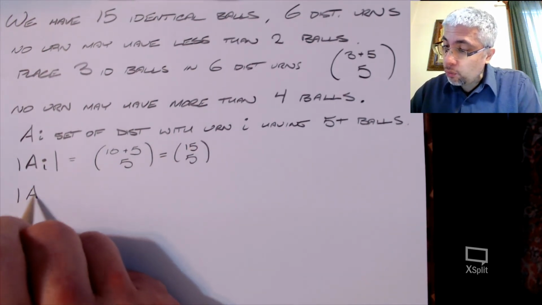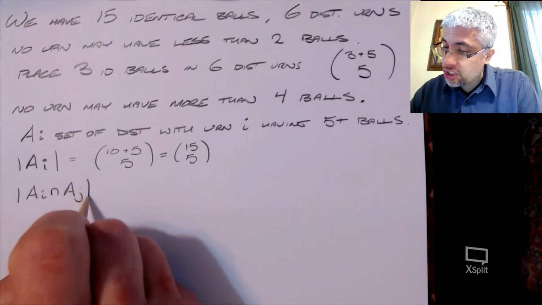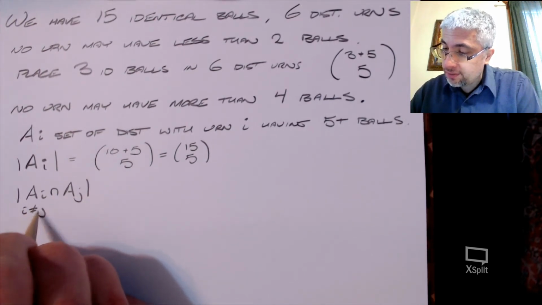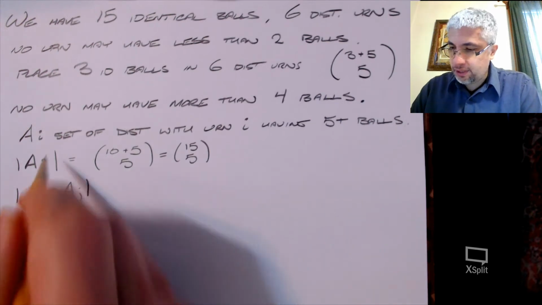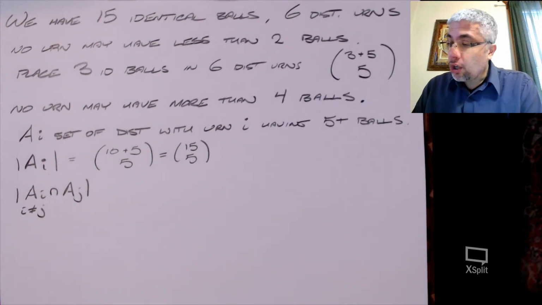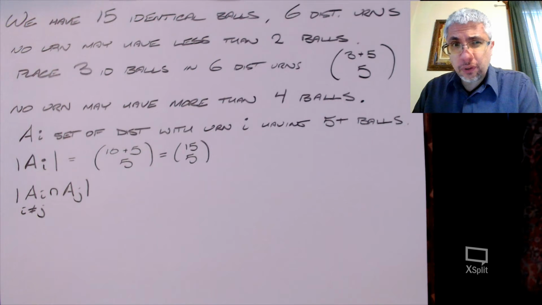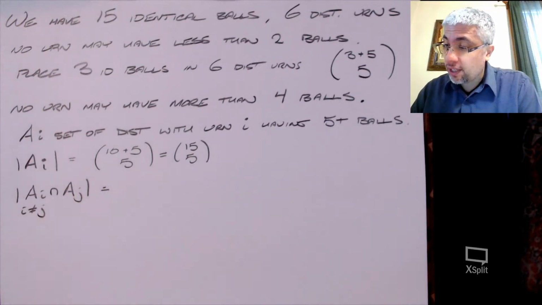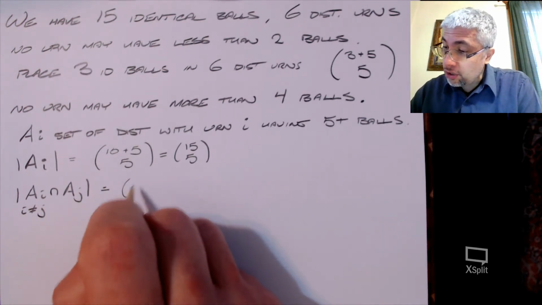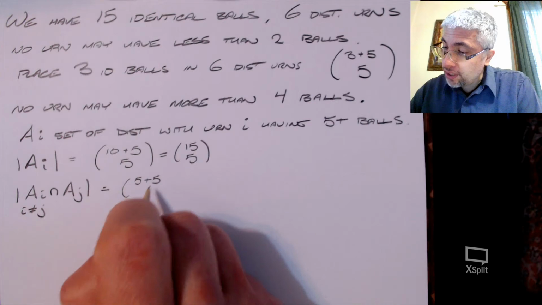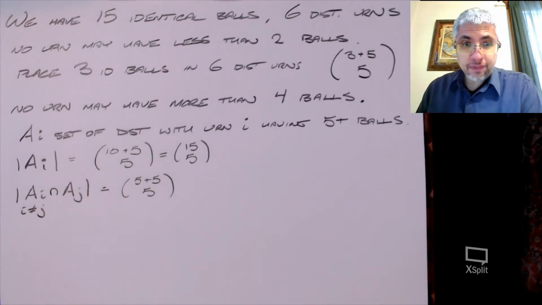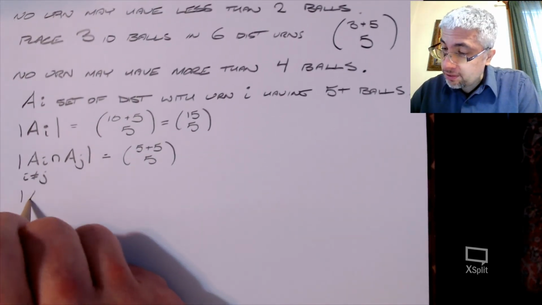Okay. Now what about A_i intersect A_j? And of course we have different ones. Not A_i intersect A_i, that would be cheating and we'd be back in the first case. Okay, what about the intersections where we have two different A's? What would the size of that be? Well, I'd have to give 5 to each of those first. So I give 5 and I give 5. And how many do I have left? I have 5 balls left. So I have 5 balls. I still have 6 urns. So I'm going to get 5 plus 5 choose 5.